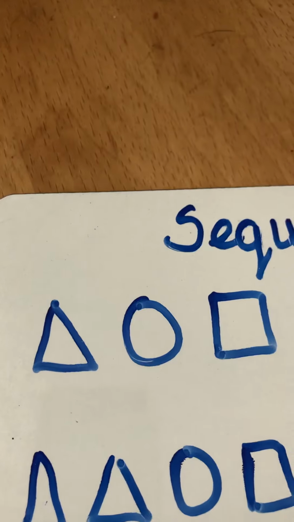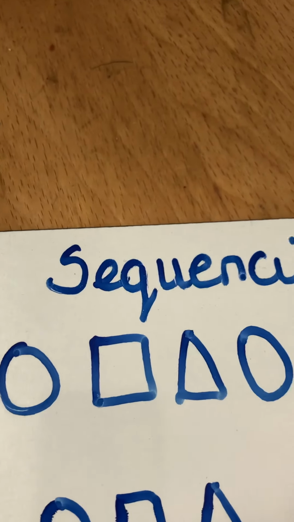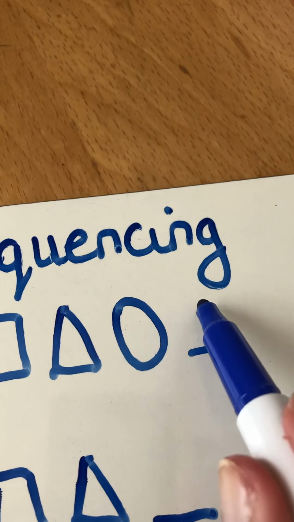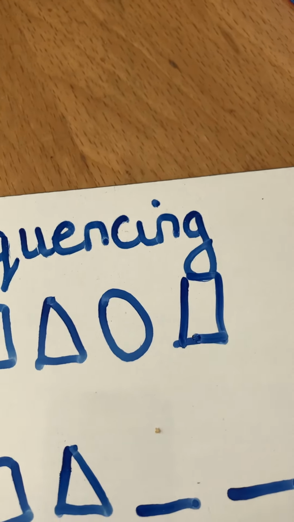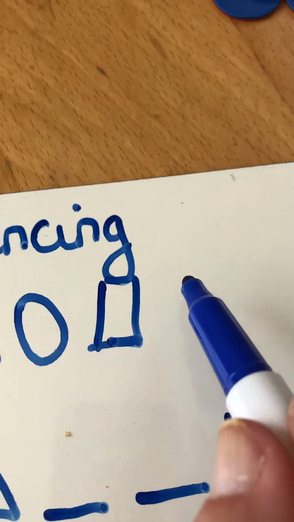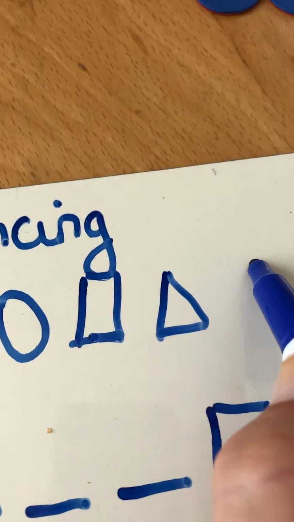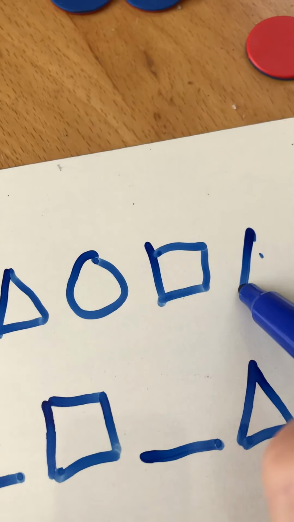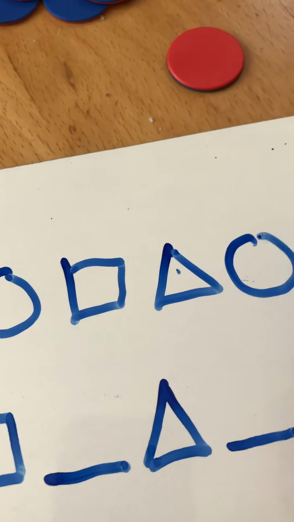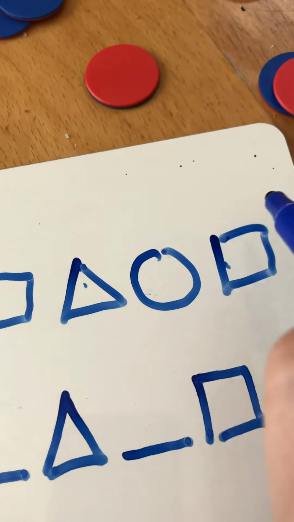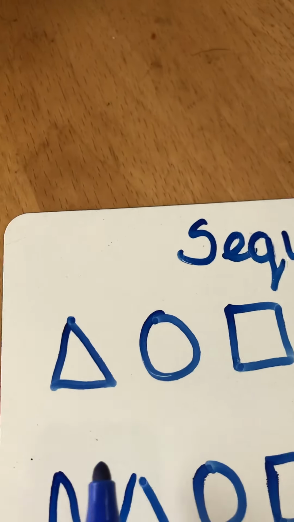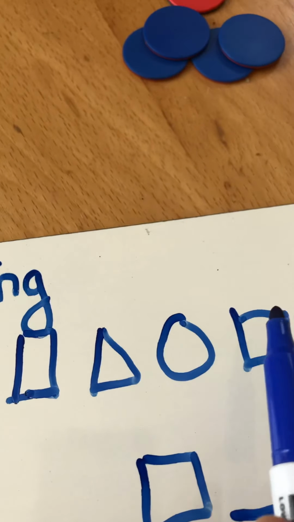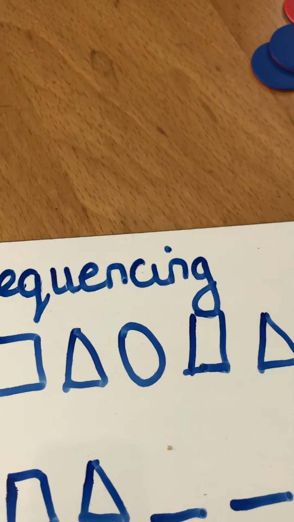Let's go back and have a look. Triangle, circle, square. Triangle, circle, that's right, a square. We could carry it on. Triangle, circle, square. And it would just keep repeating. It's a repeated pattern. Same thing over and over again.